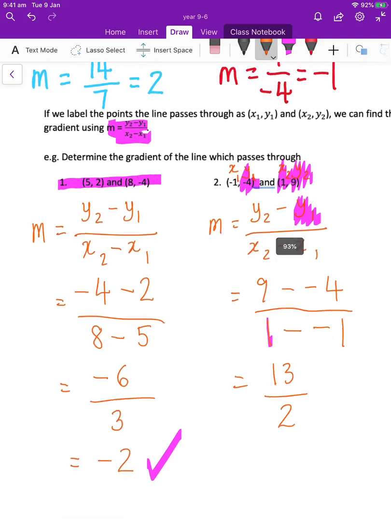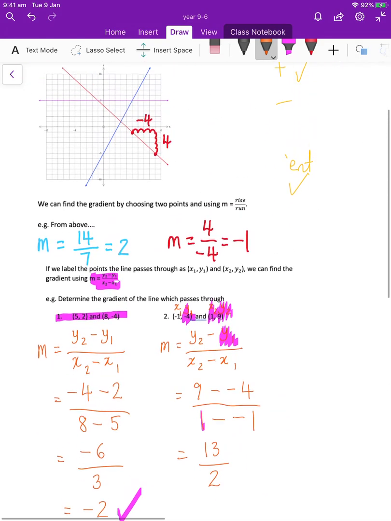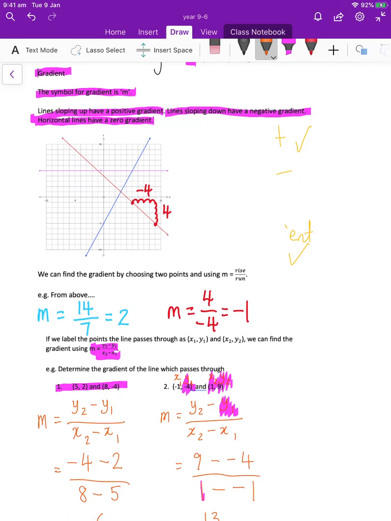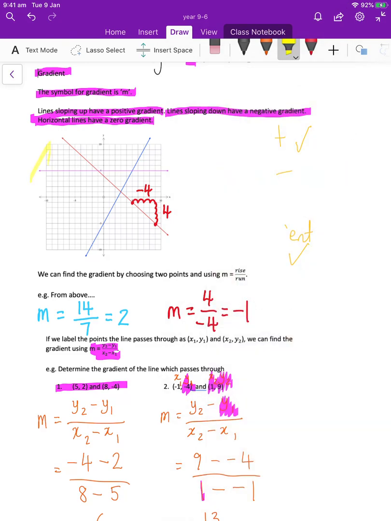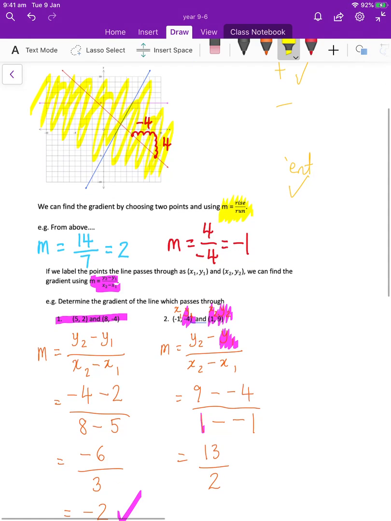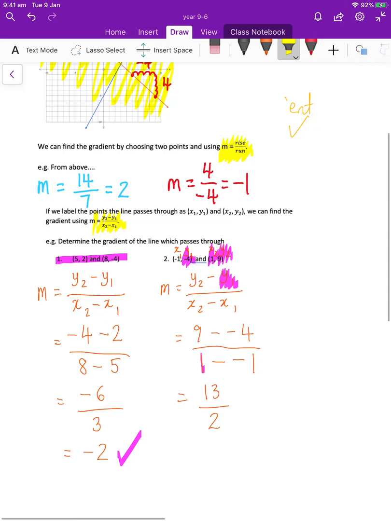So just again recapping, there are 2 ways you can find the gradient. If you've got a picture, like the ones we had at the top here, I'll highlight them in yellow to remind us. If we've got a picture, the easiest way to find the gradient is to pick 2 points and use this rule, rise over run. If instead of having a picture, we've got our coordinates, then we use the rule, y2 take y1 on the top and x2 take x1 on the bottom, and we did 2 examples to show how that rule works.